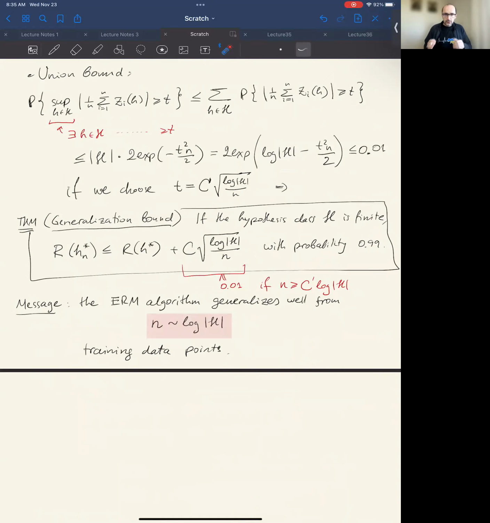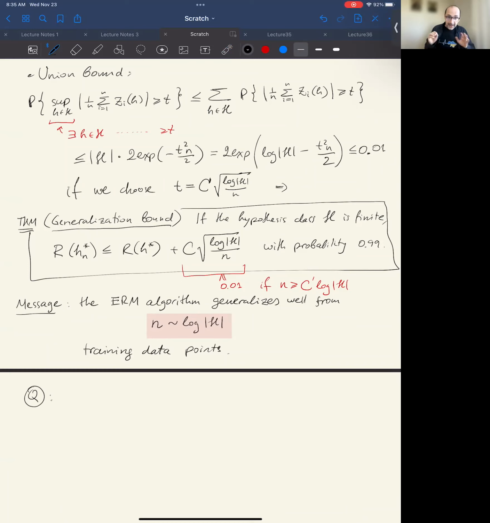So this theorem is good. It's an indication that even for large hypothesis classes, algorithms generalize well, but it is, I would not say bad. Its deficiency is that it assumes that the class is finite, and really it is not finite. In machine learning, we have infinite classes.